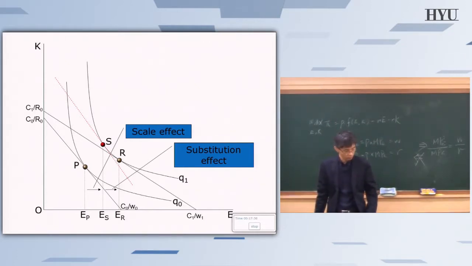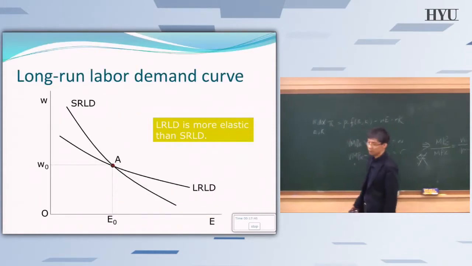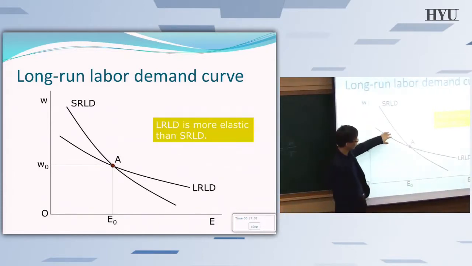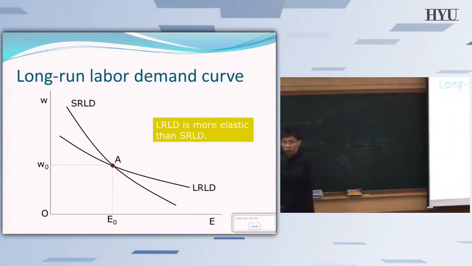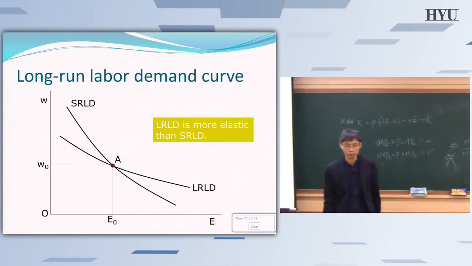I believe this diagram is easy to understand. What's happening here? The long run labor demand curve is basically negatively sloped. If you compare long run to short run, which one is more elastic? Long run must be more elastic. Intuitively and logically, in the long run the firm has a lot more room to change labor demand, so it should be more elastic.